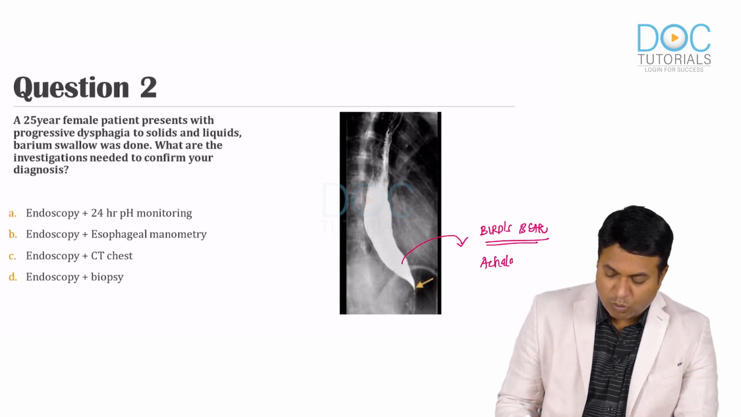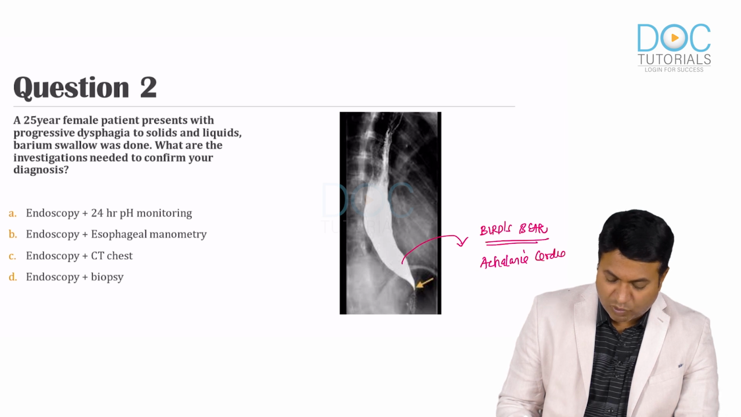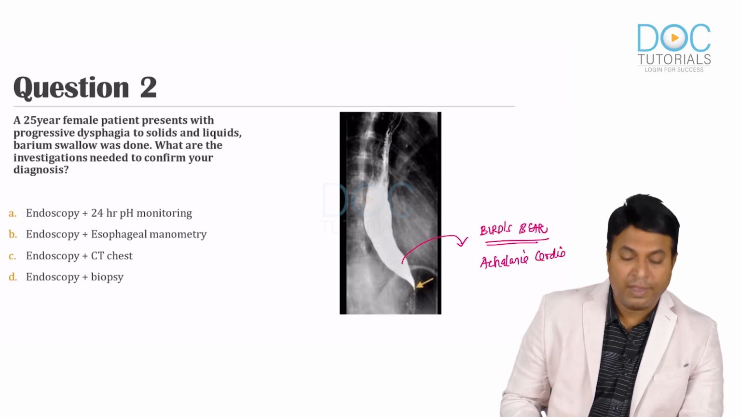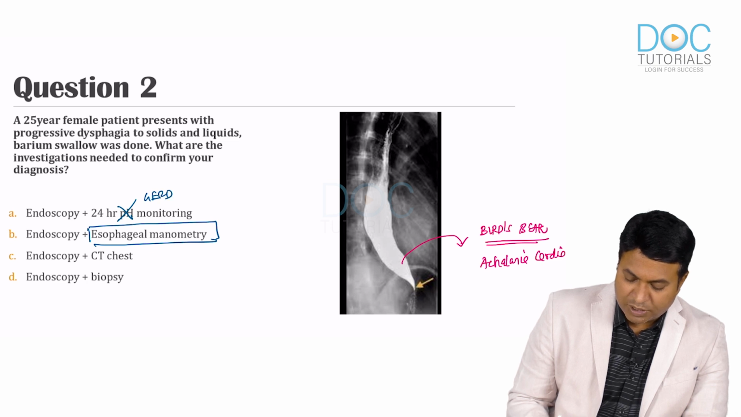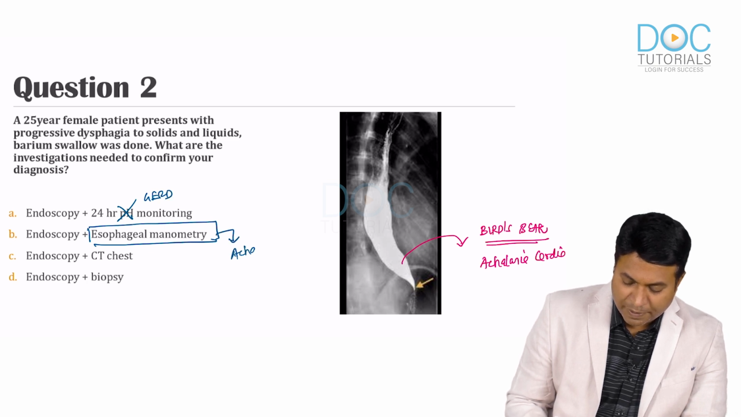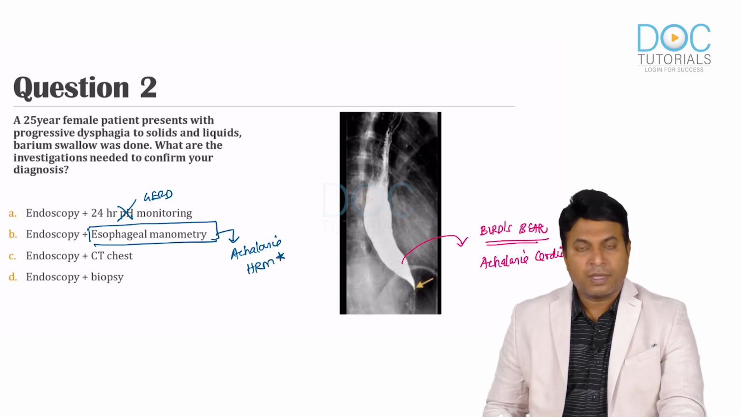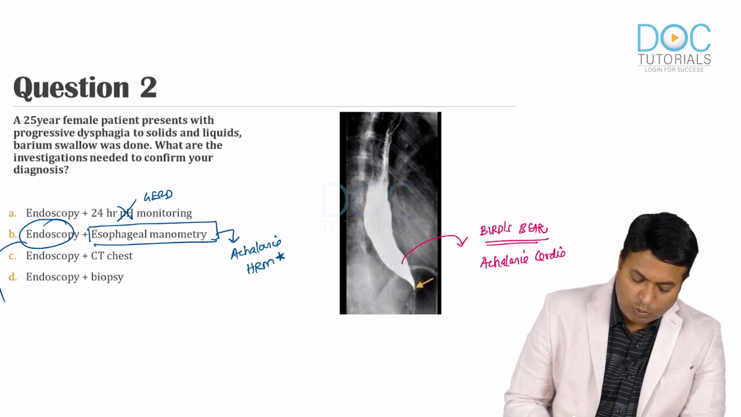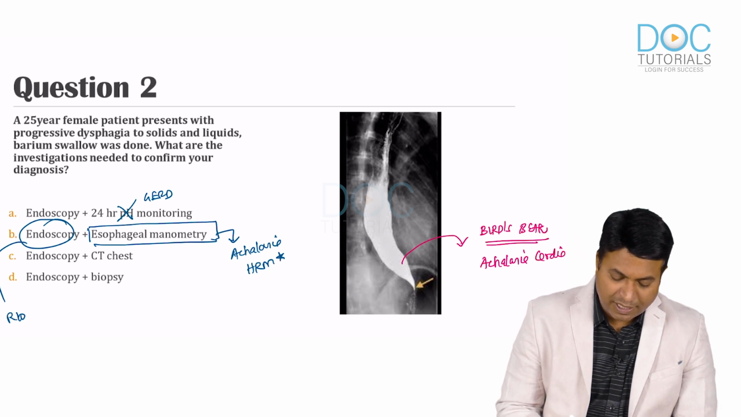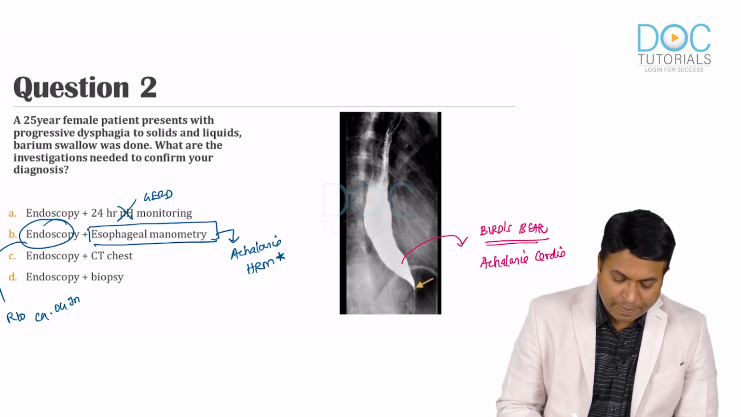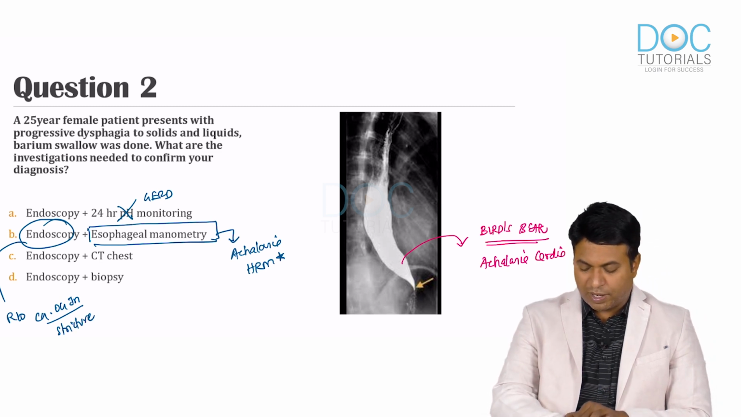But for achalasia cardia, the gold standard investigation is not barium swallow. 24 hours pH monitoring is for GERD, not for achalasia. For achalasia cardia, the gold standard investigation is high resolution manometry. We should also do endoscopy to rule out other problems like pseudoachalasia causes, like cancer in the OG junction or any stricture in the lower end of esophagus. All those things we have to look for in these cases.